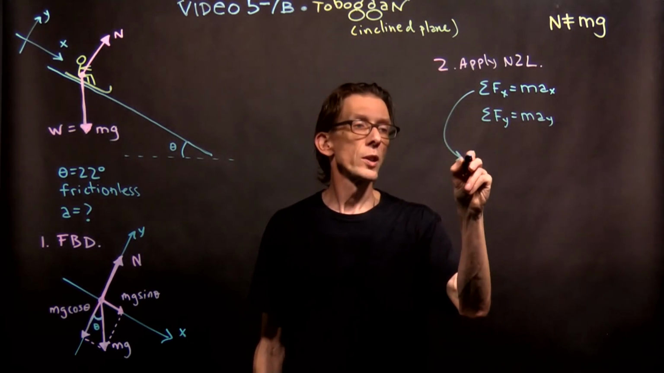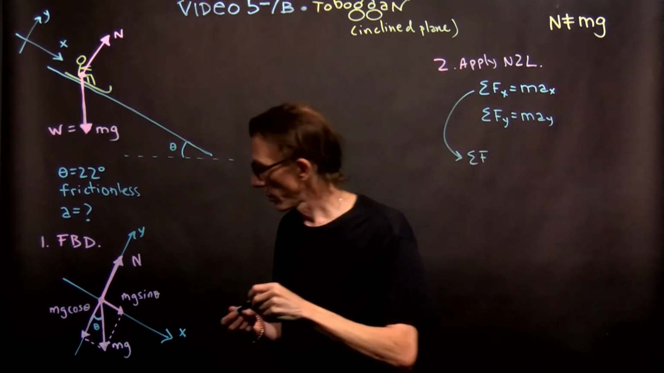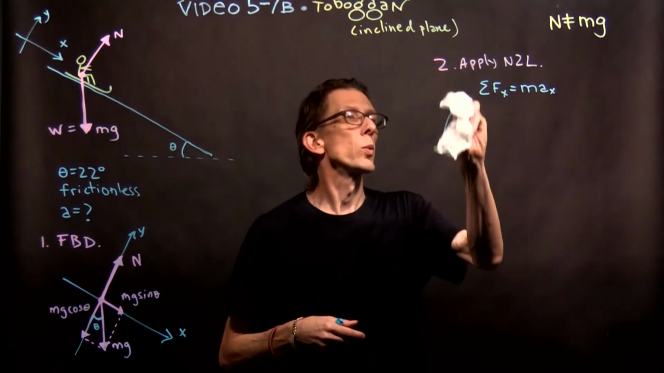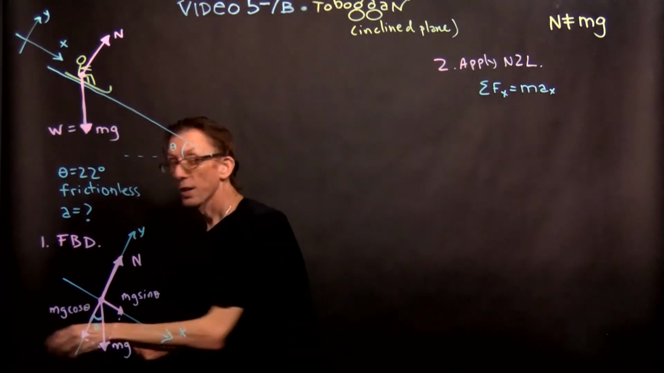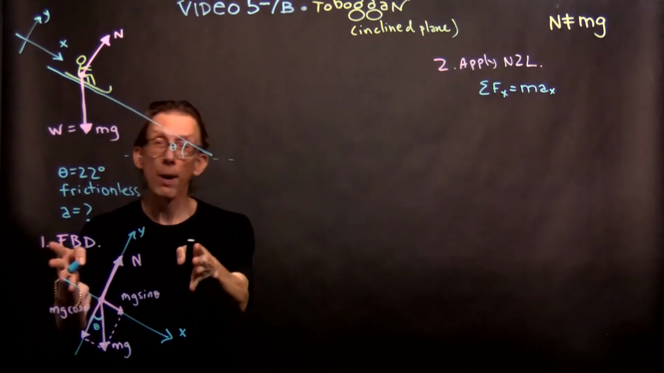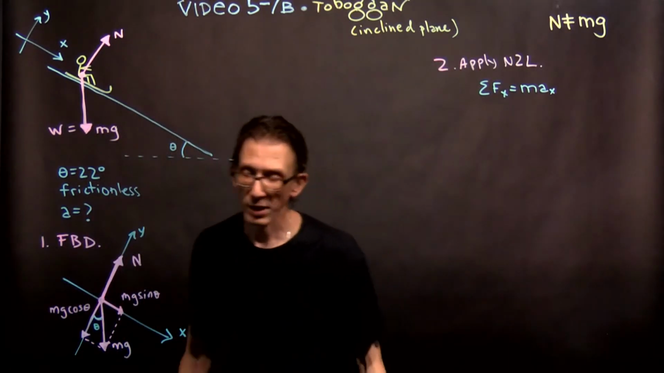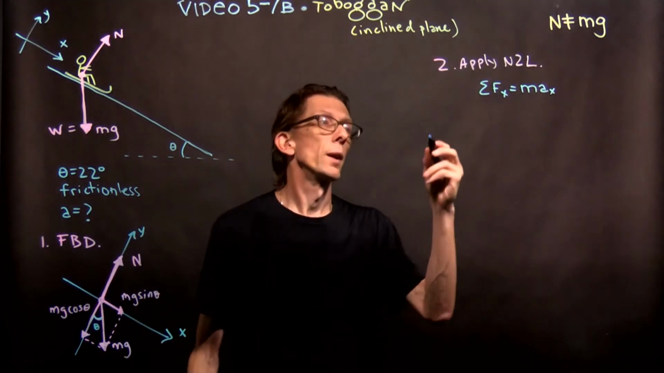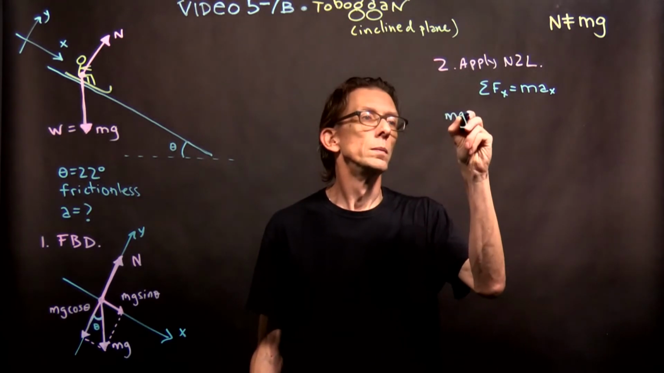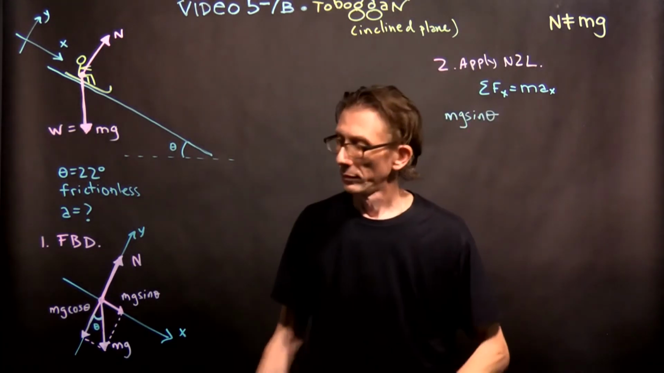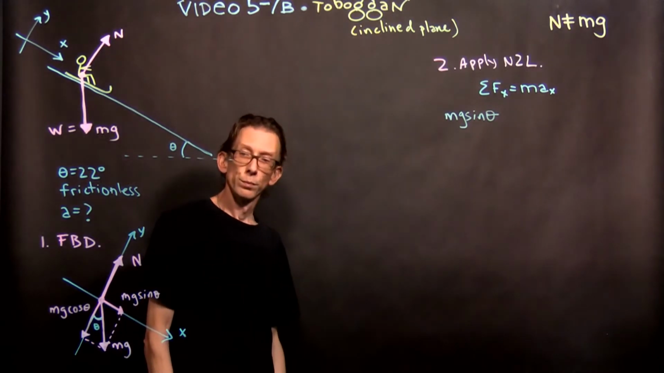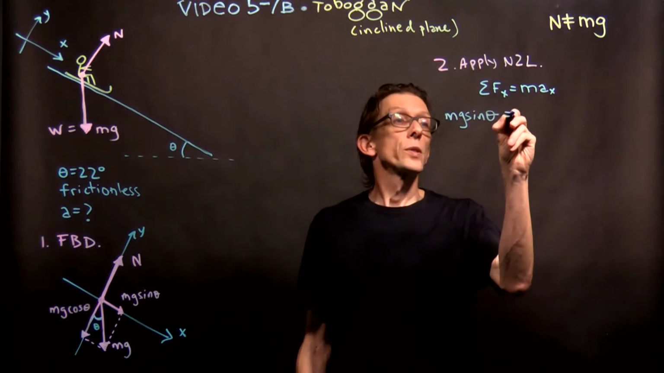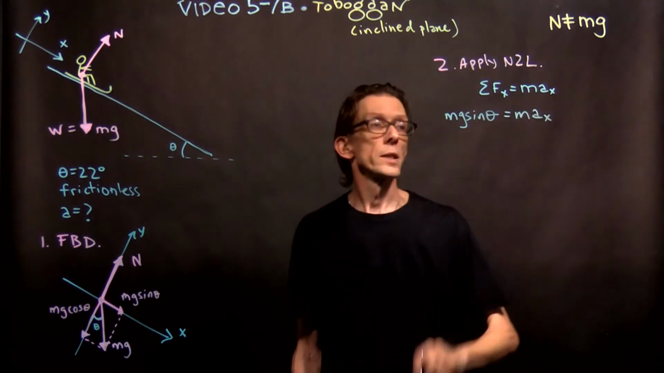Sum of the forces in the x direction, actually let me do it this way. We'll do y in just a minute. It's a little confusing to have the y sitting there. Sum of the forces in the x direction. Let's look at our free body diagram here and ask ourselves which forces are in the x direction. Well, there's only one, and it's mg sine theta, pointing downhill. And that equals m a sub x.